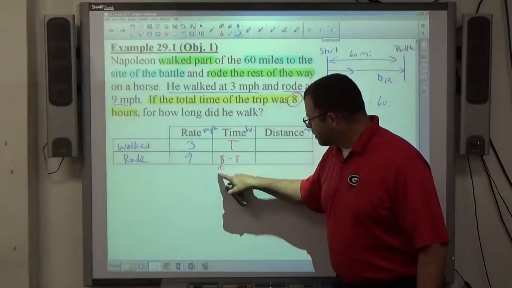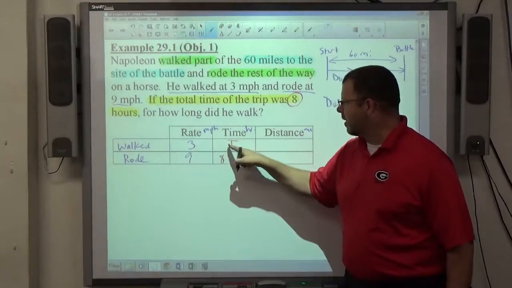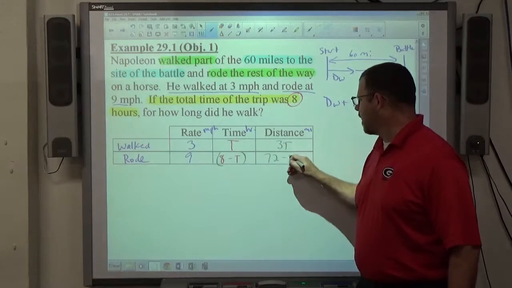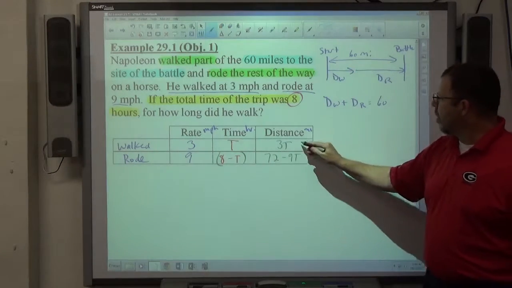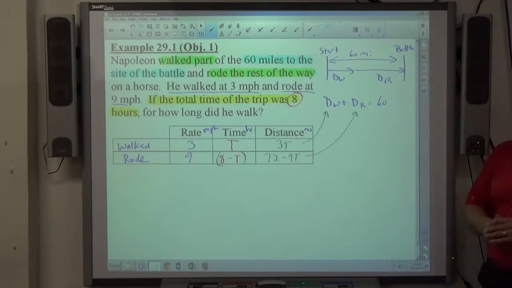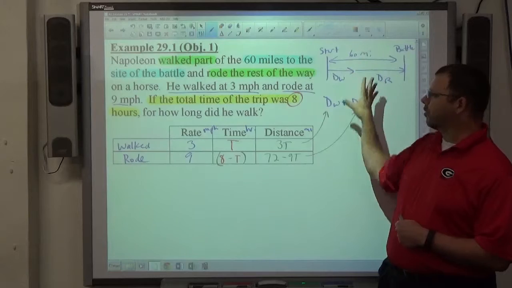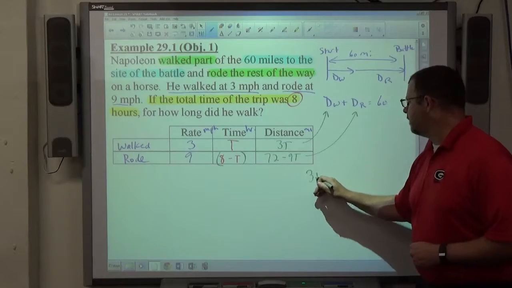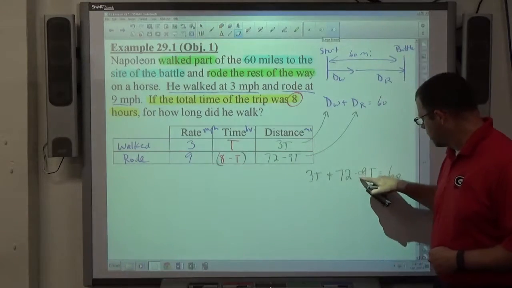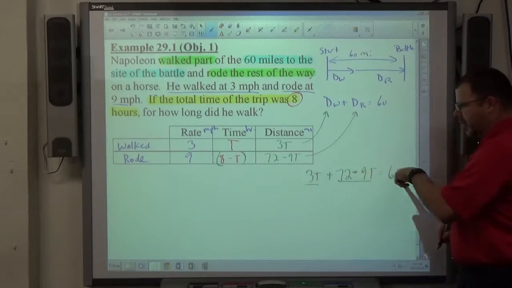Okay? So, once we get our times and our rates set up properly, distance is rate times time, so 3t is his walking distance, 9 times 8 minus t is going to be 72 minus 9t is his riding distance, and his walking distance added to his riding distance equals 60. That's how you fill the chart in every time. I figured out this stuff and this stuff from the words, rate times time equals distance. I've already got the distance relationship set up, so then 3t plus 72 minus 9t is equal to 60. There's my walking distance, there's my riding distance, added up to make 60.